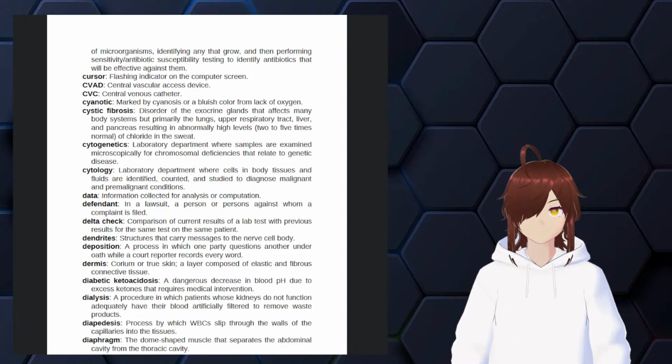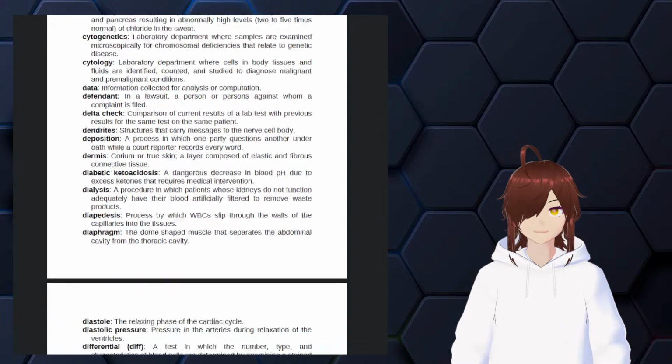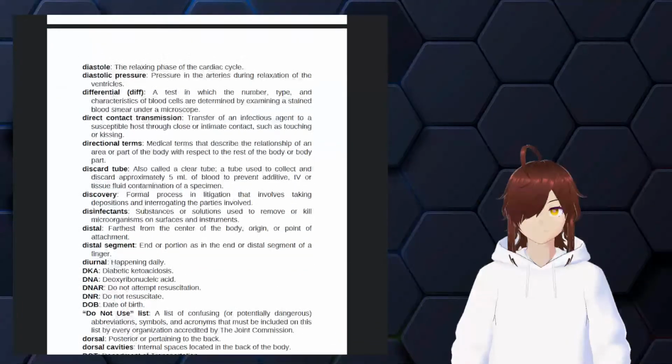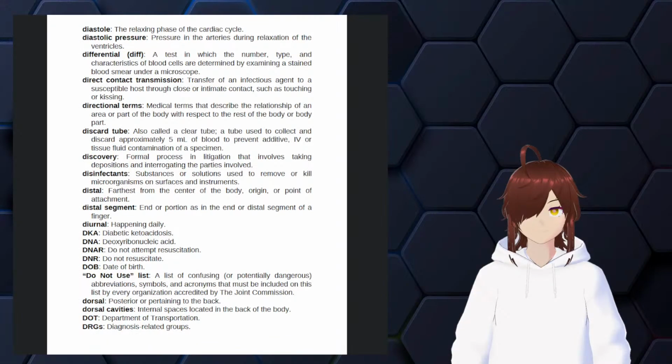Diaphragm, the dome-shaped muscle that separates the abdominal cavity from the thoracic cavity. Diastole, the relaxing phase of the cardiac cycle. Diastolic pressure, pressure in the arteries during relaxation of the ventricles. Differential, DIFF, a test in which the number, type, and characteristics of blood cells are determined by examining a stained blood smear under a microscope.